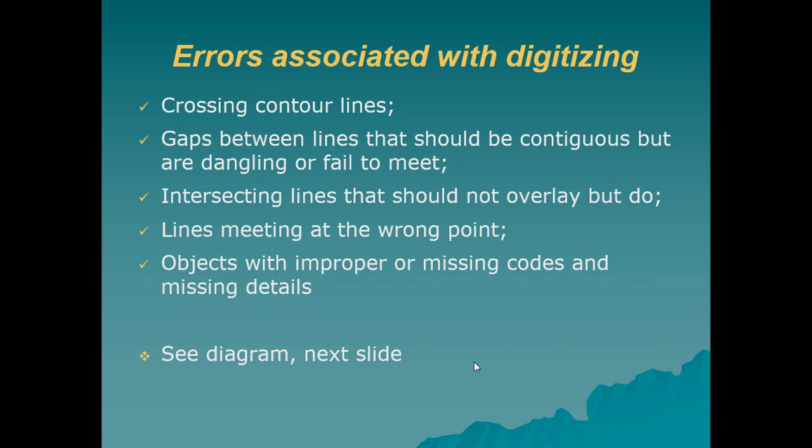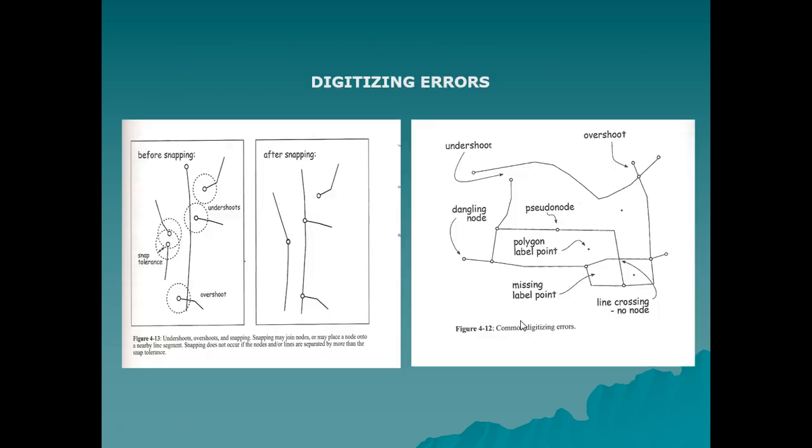So what are some of the errors associated with digitizing? We have crossing contour lines. I don't think that needs any explanation: contour lines that would cross each other or touch each other, that shouldn't be happening, right? Then you have gaps between lines that should not have gaps. You have lines crossing over each other where they should meet, but they don't meet. And lines meeting at the wrong points. So for a visual of what we're talking about, let's go to the next slide.